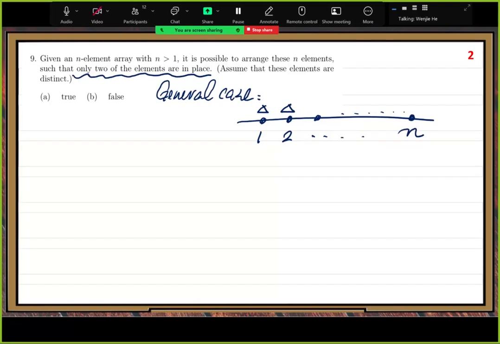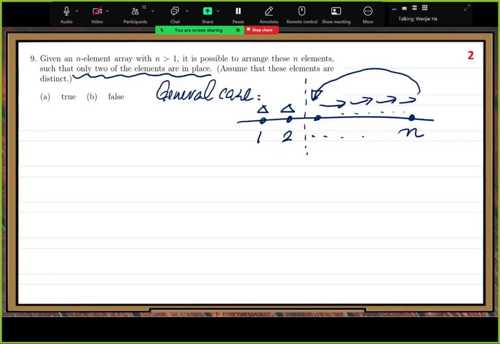Remember we have a previous question, where we made all elements not in place. So we use that idea. We do a rotation. Suppose we start from all elements in place. Then we move in this way. Rotation. Then, other than the first 2 elements, all the other elements are not in place. So this is the idea for the general case.